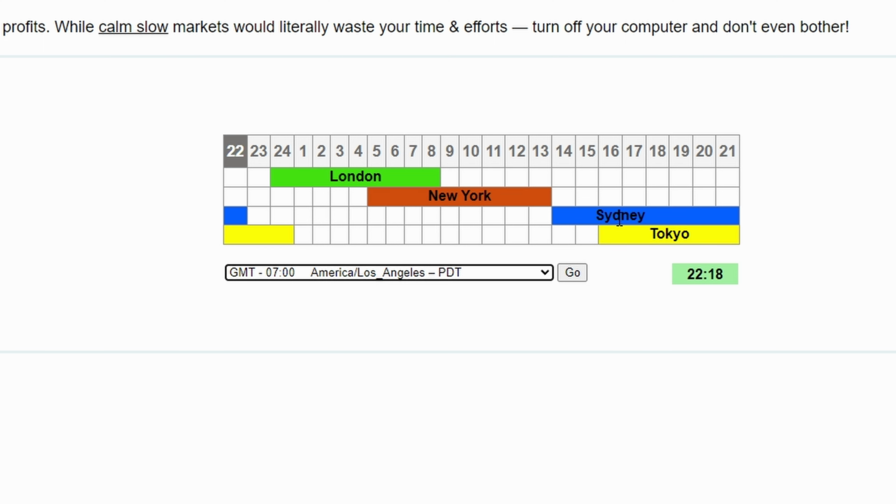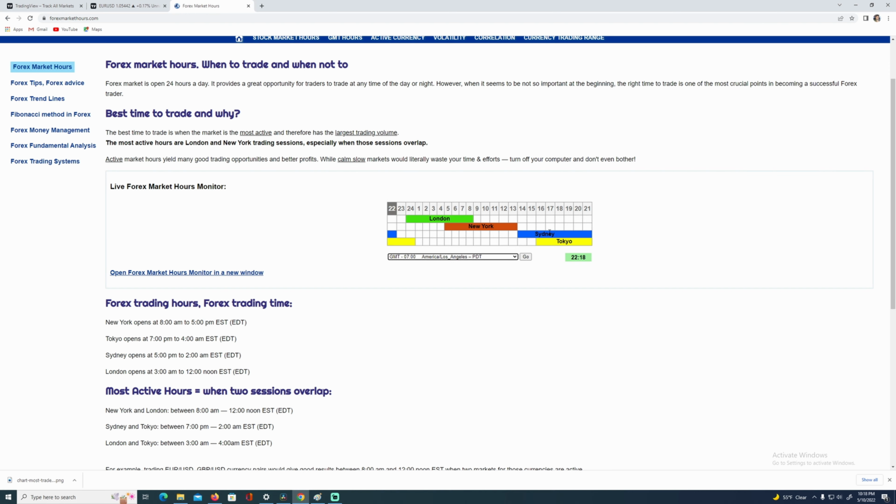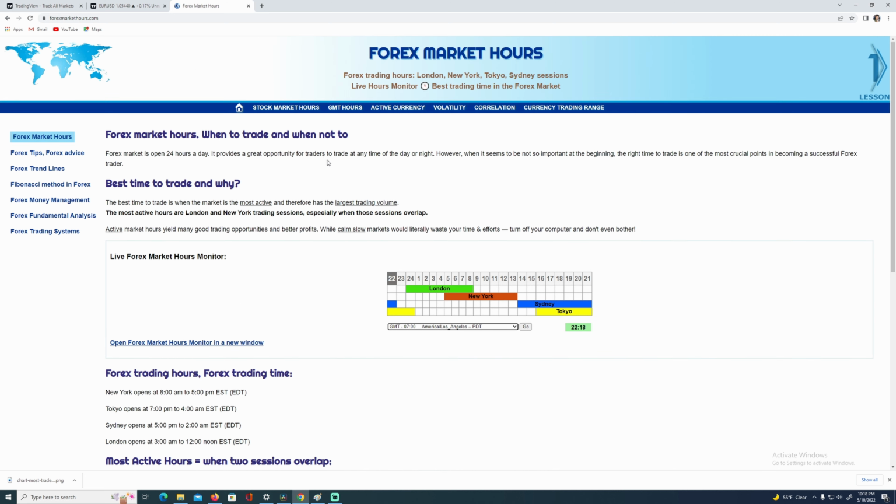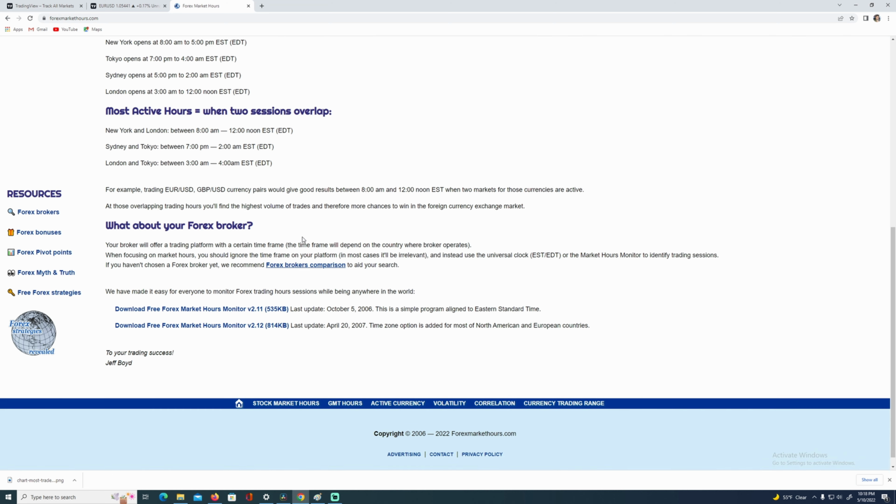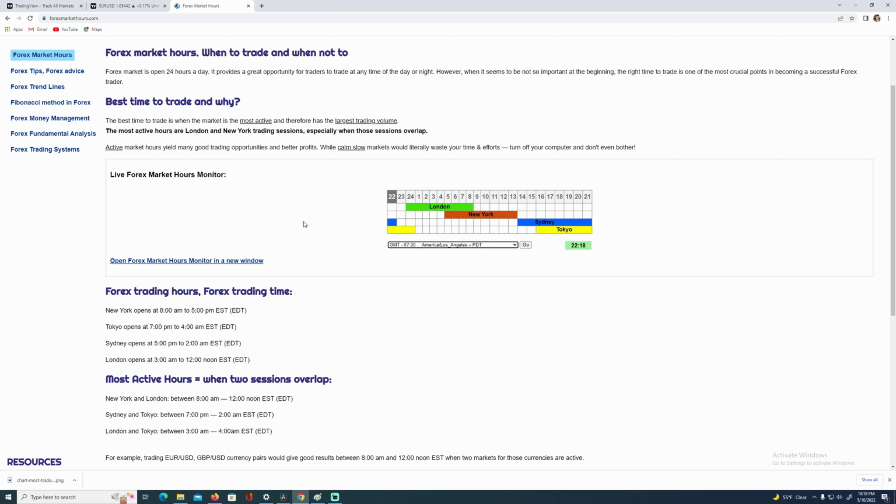Then, for example, I started trading at 5. I start looking for trades sometime at 5, and then I move into the London session, and those are the two sessions that usually I'm looking for setups. Okay. But yeah, just go through this website. You can learn a lot from just reading the things that are here.